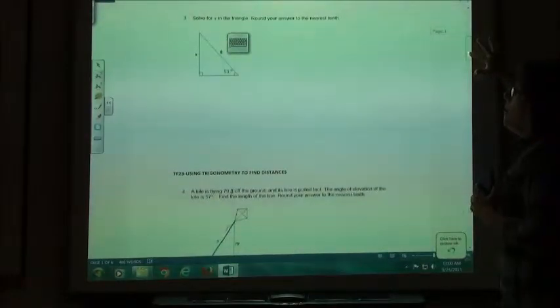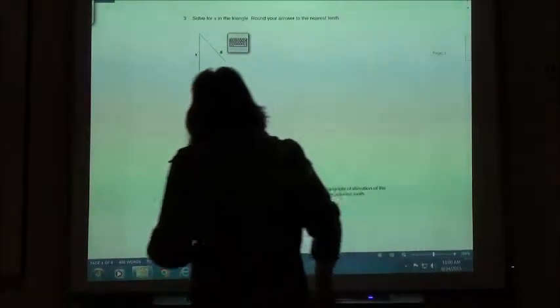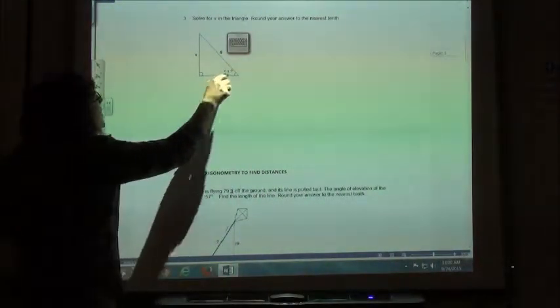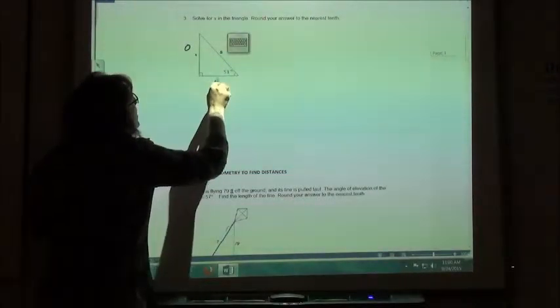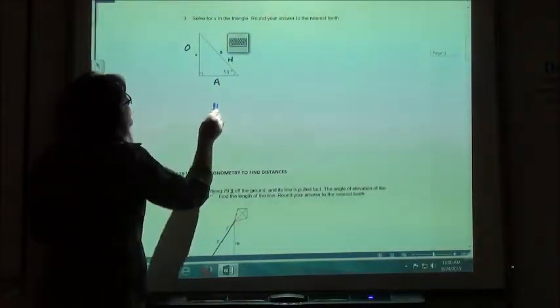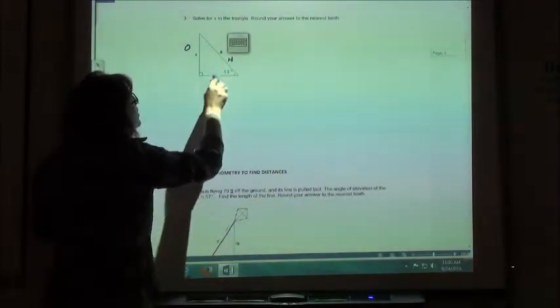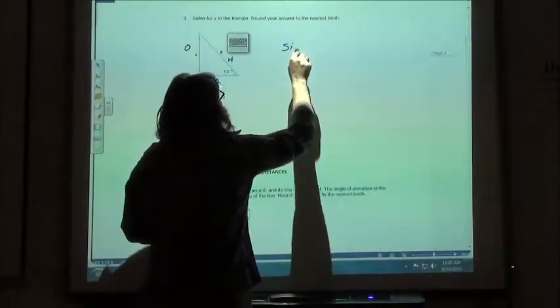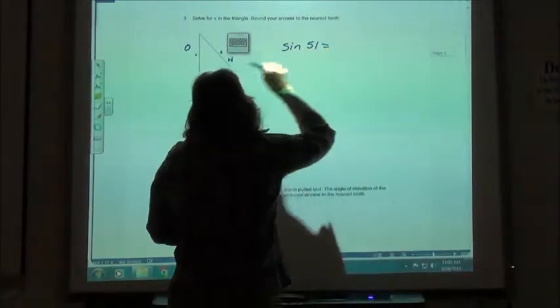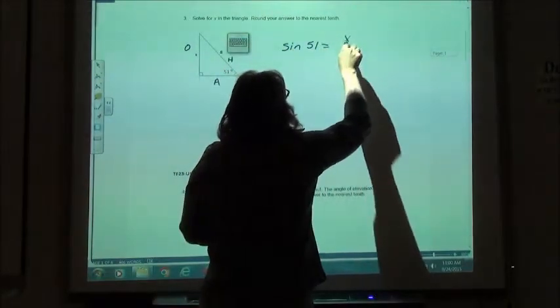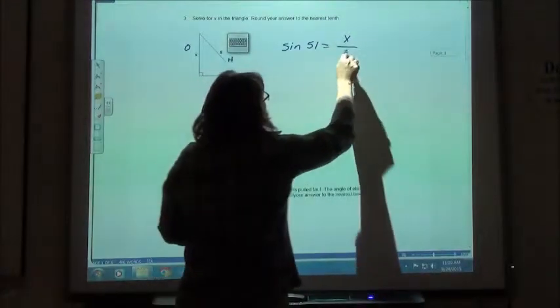So on number 3, again, we're going to solve. I look at that and I say, okay, this is my opposite, my adjacent, and my hypotenuse. This time I have the opposite and the hypotenuse, so I'm going to use the sine. The sine of 51 degrees equals the opposite side, which is x, over the hypotenuse, which is 8.